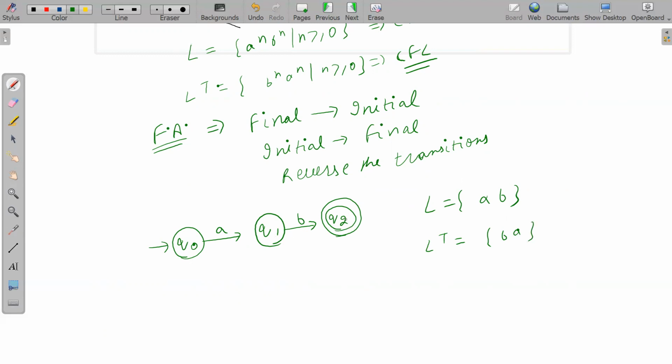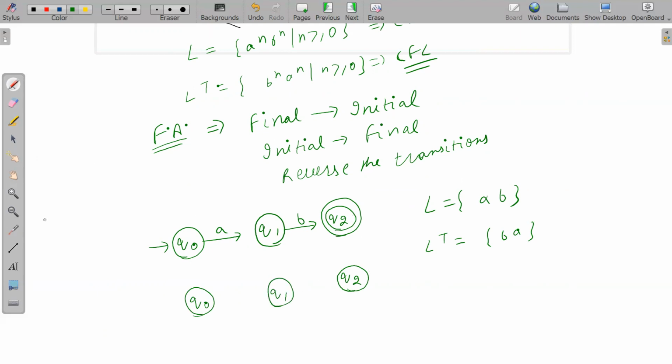Okay, so just reverse all these things. Now I will make initial as final, as initial as final. Okay, let me do it properly for you. Q0 and Q1. So final as initial.